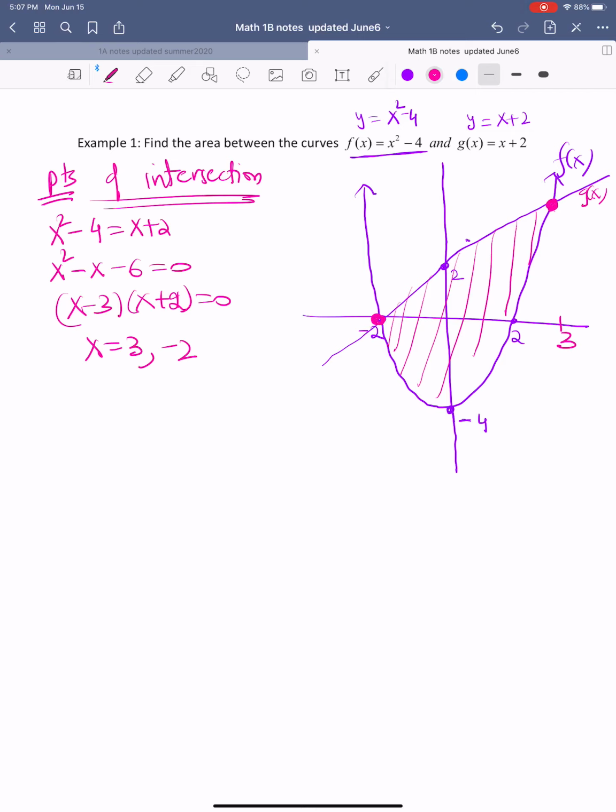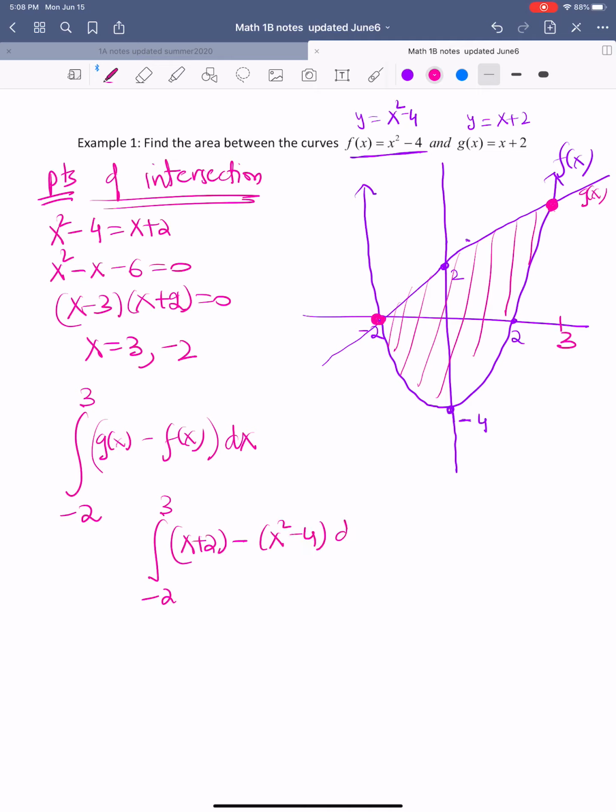Okay, so that's all I wanted from here. I'm ready to set up my integral. I'm going to go from negative 2 to 3. Top curve, g of x, minus the bottom curve, f of x, dx. Okay, so they don't switch spots, so that's good. Again, negative 2 to 3, g of x was x plus 2. Do not forget the parentheses, because if you don't put parentheses, you may forget to distribute the negative sign inside the parentheses. That comes out to be the integral from negative 2 to 3 of (x plus 2) minus (x squared minus 4) dx.